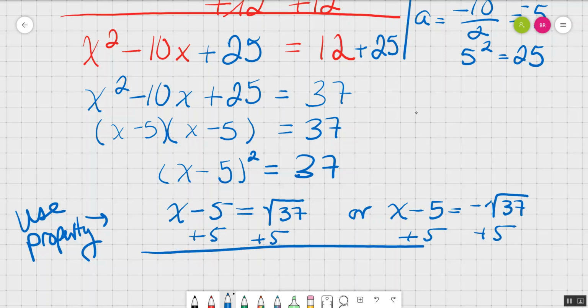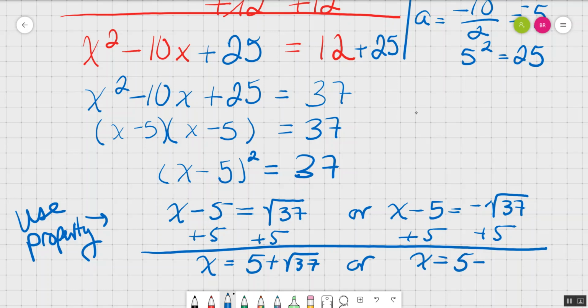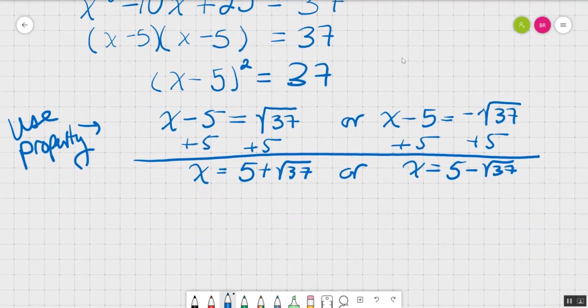Remember, since 5 is not under a root, you can't combine those. So here I get x is 5 plus the square root of 37, and x is 5 minus the square root of 37 are my two solutions. And that's it. That's how you do this. It's kind of wild, right?